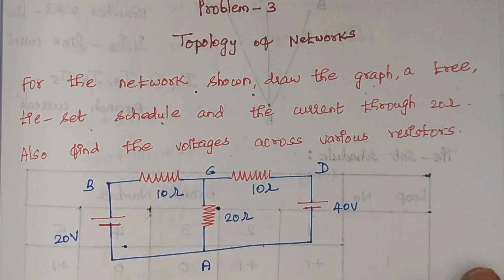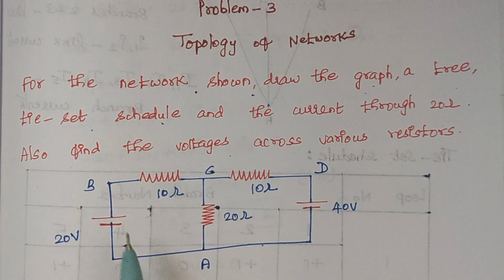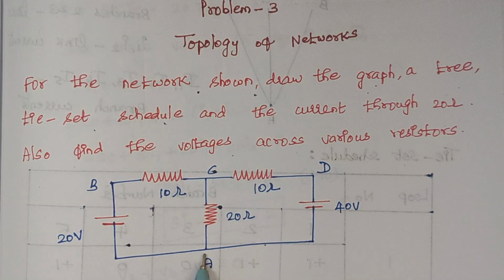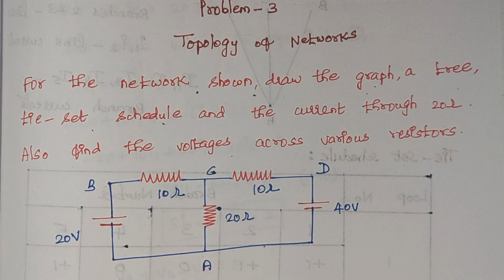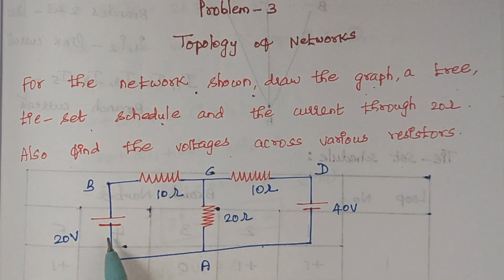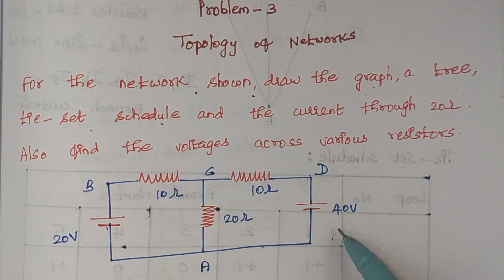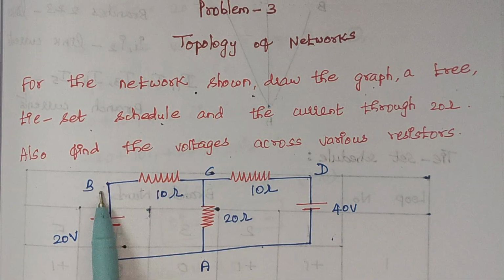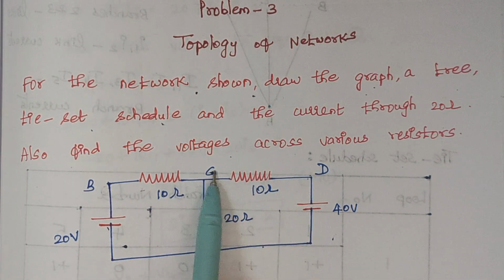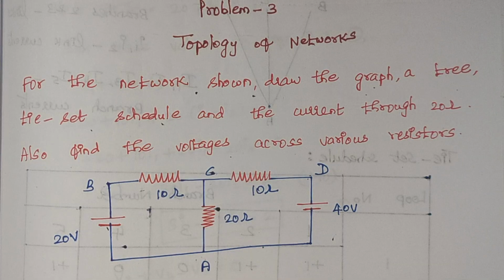So in this circuit diagram, how many nodes do we have? Totally we have 4 nodes, namely 1, 2, 3 and 4. And how many branches do we have? A branch is nothing but a line segment, right? The line segment between any two nodes is known as a branch. So here you see between A and B we have 20 volt. So this is your branch 1. Between D and A we have 40 volt, so this is branch 2. And this is branch 3, this is branch 4 and this is branch 5. So the total number of branches is 5.